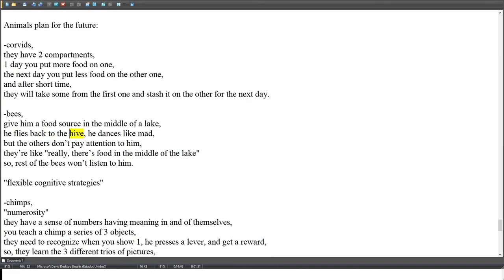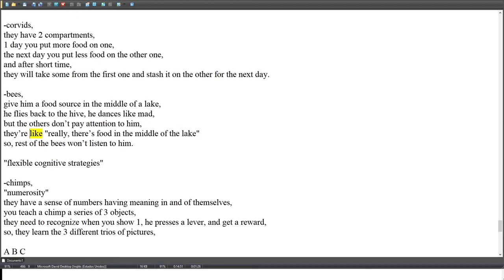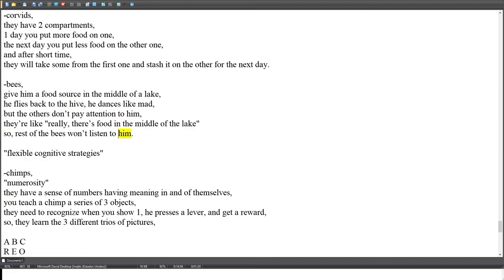Give a bee a food source in the middle of a lake. He flies back to the hive and dances like mad, but the others don't pay attention to him. They're like, really, there's food in the middle of the lake? So the rest of the bees won't listen to him.